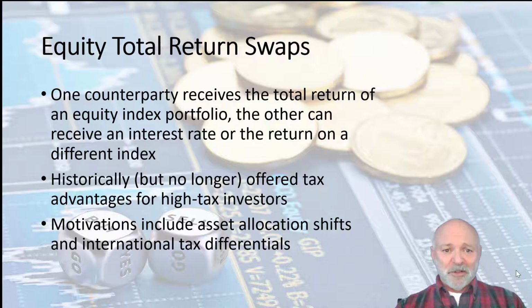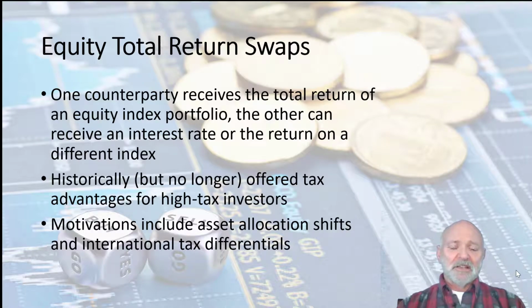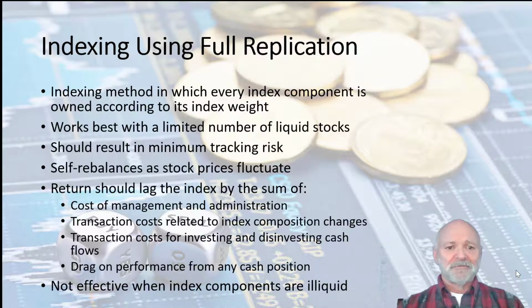This was popular in the US, I think in the 70s and 80s, and it offered tax advantages and was commonly used by high tax investors. It was a way to be able to shift your allocation of assets without actually creating a transaction cost, and it was also useful for managing international tax differences.